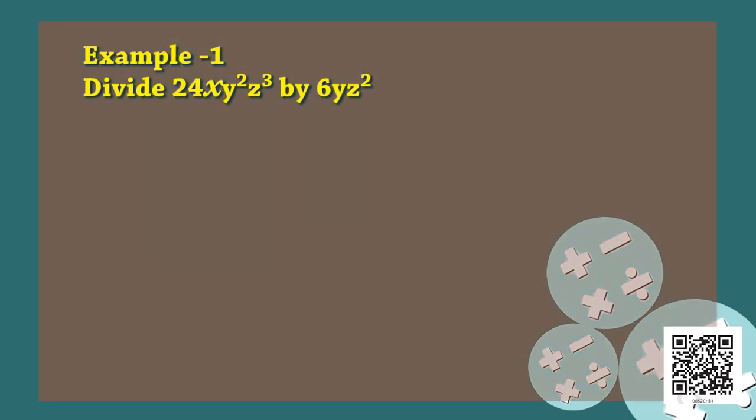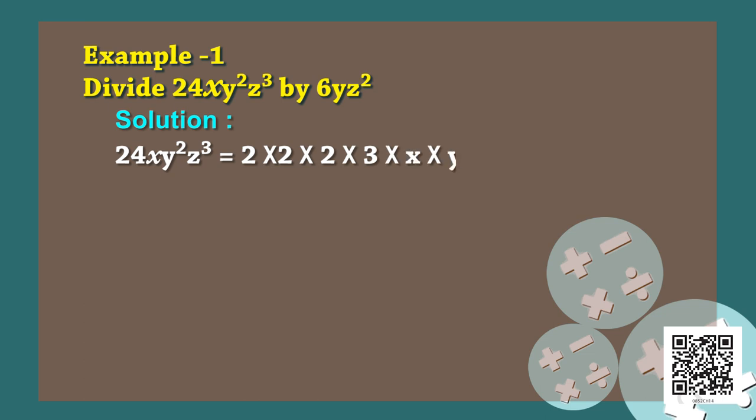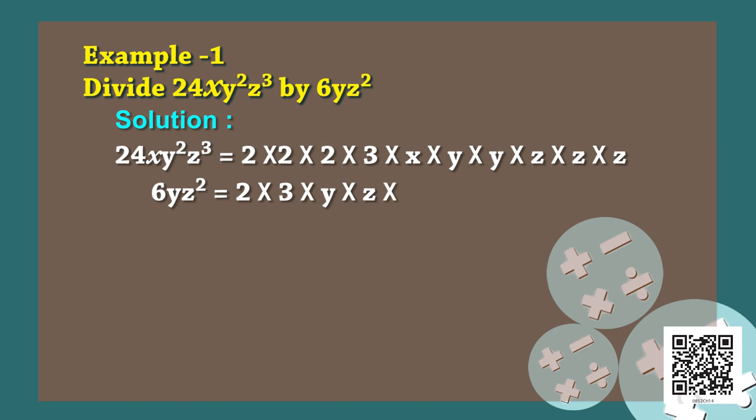Example 1, divide 24xy square z cube by 6yz square. First, we write both the given terms in the irreducible form. Look at 24xy square z cube is equal to 24 can be written in the irreducible form as 2 into 2 into 2 into 3 into x into y square is y into y, and z cube is z into z into z. Similarly, 6yz square is equal to 6 can be written in the irreducible form as 2 into 3 into y into z square is z into z.